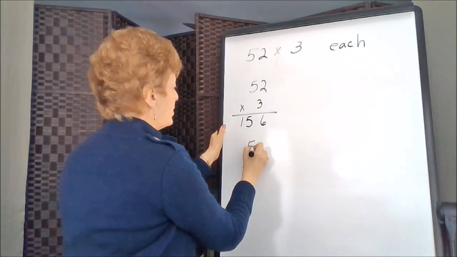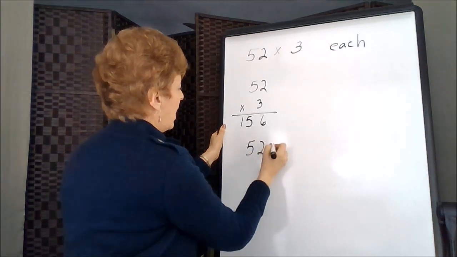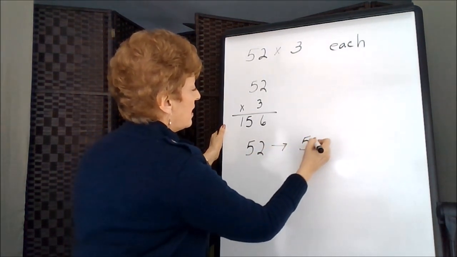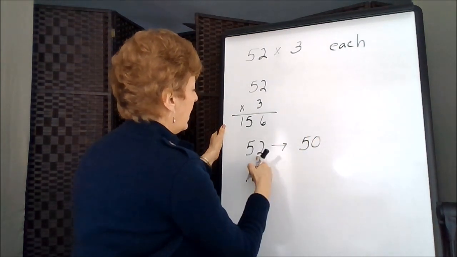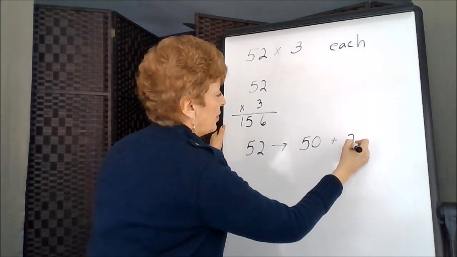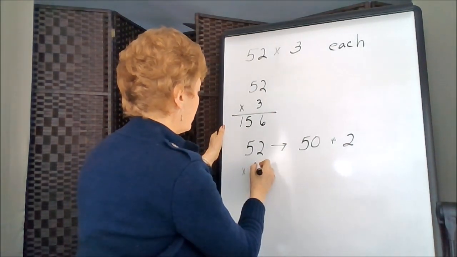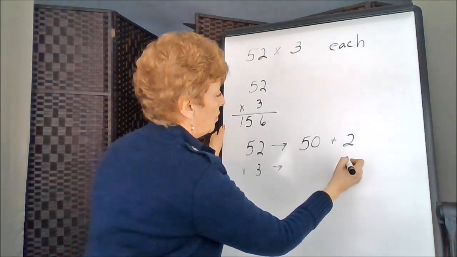If we were going to expand this to Common Core, we would take our 5, it's in the tens column, so that's actually 50. And then the 2 is separate, it's in just 2 ones. And multiply it times the 3, that's just going to go over here.